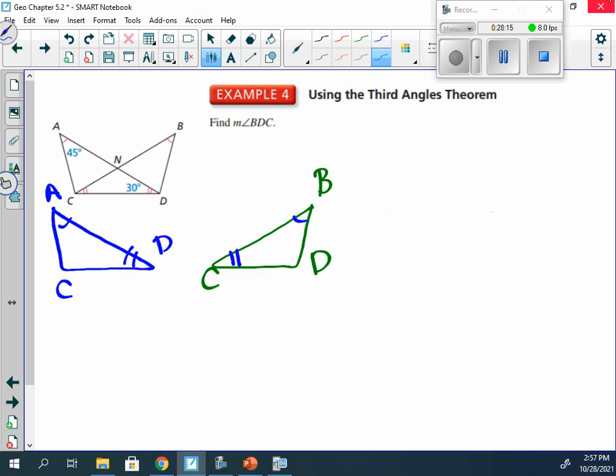Now they told us that the measure of ADC is 30 degrees, DAC is 45. So C over here would be 30, and B up here would be 45. Now what we want to find is the measure of angle BDC.